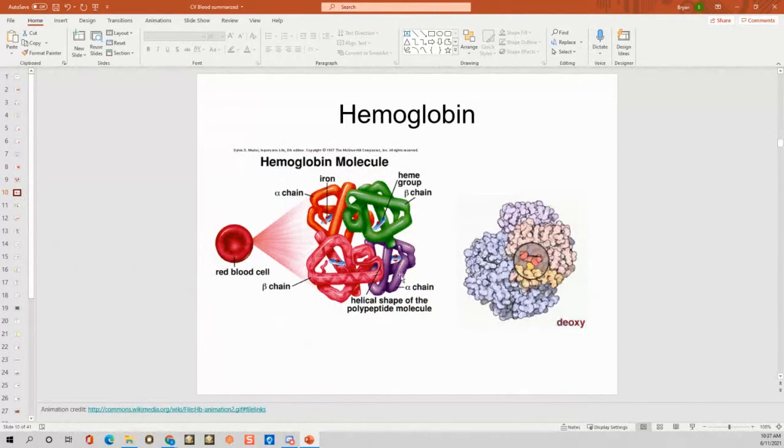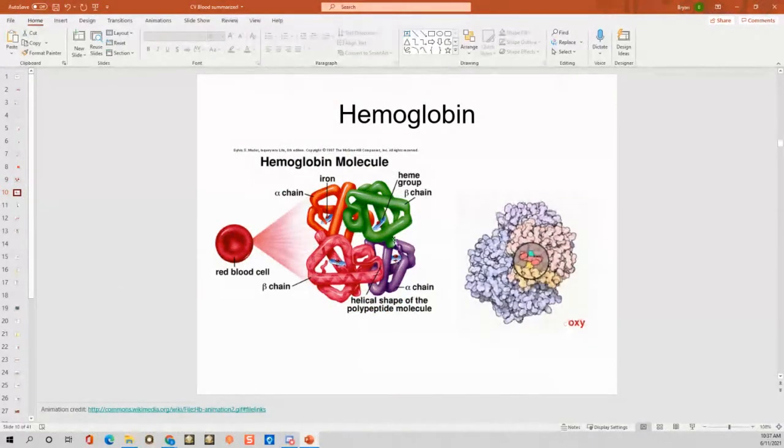Hemoglobin are made up of 2 alpha chains and 2 beta chains. And in the center of each one of these chains, these globin groups here, is this little disc shape called a heme group. So there are 1, 2, 3, 4 heme per hemoglobin. How many heme per hemoglobin? 1, 2, 3, 4. And in the very center of each one of these heme groups is an iron.